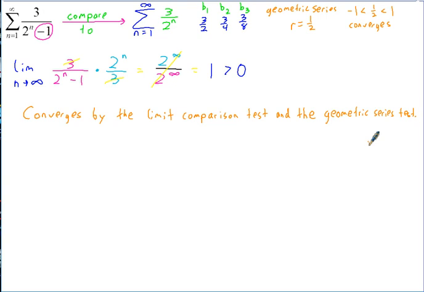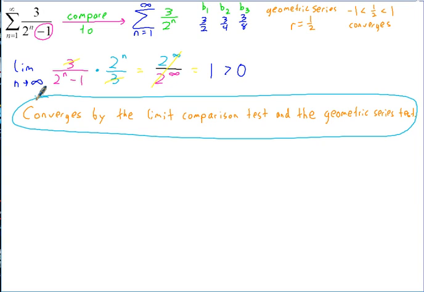And that concludes the notes for AP Calculus on the topic of the direct comparison test and the limit comparison test.